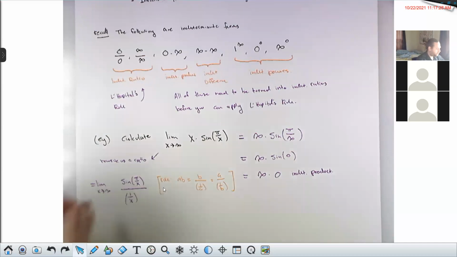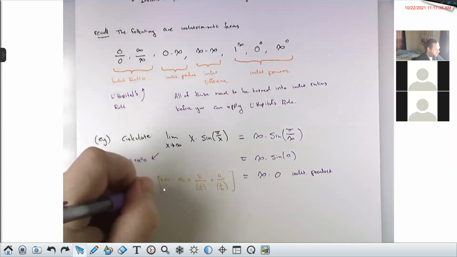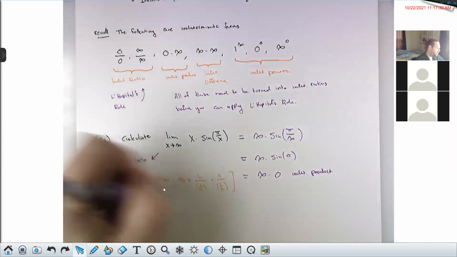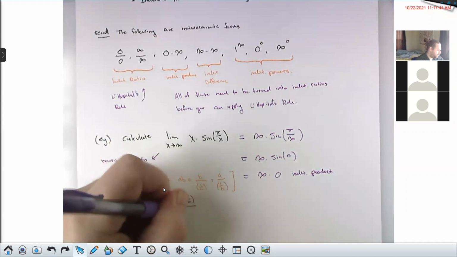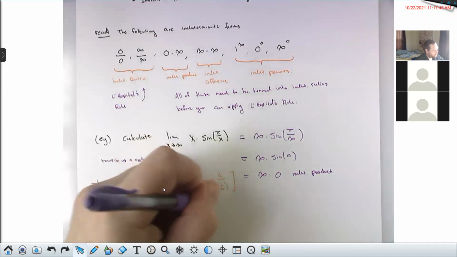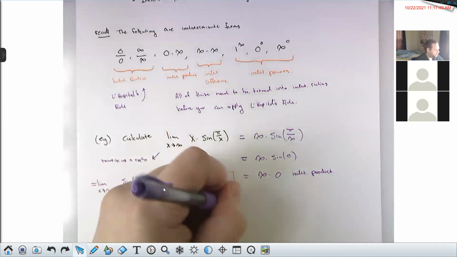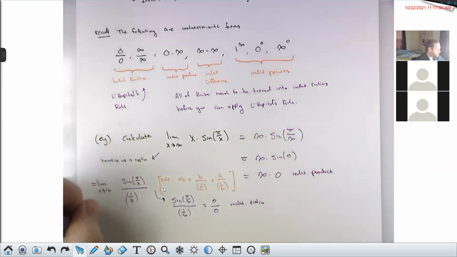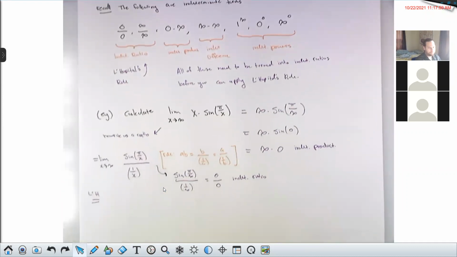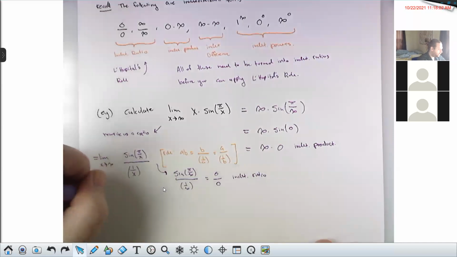So now if I try plugging in, sorry, I've written my rule there. This is now the sine of pi over infinity divided by 1 over infinity, which is 0 over 0, which is an indeterminate ratio. So I can use L'Hopital's rule. And my derivatives here do require a bit of love.